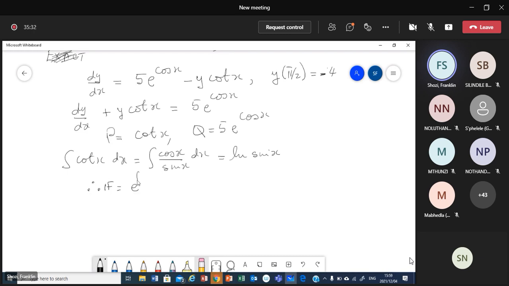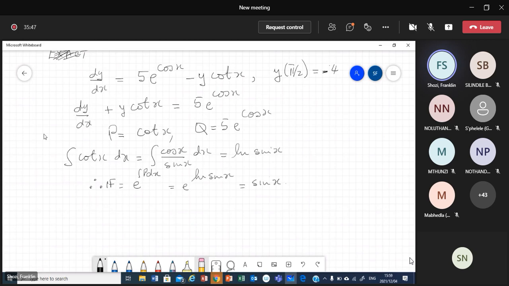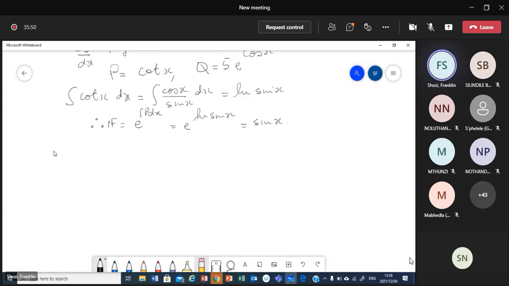Therefore, what is my integrating factor? My integrating factor is e to the power of the integral of P dx. It's e to the power ln sine x, which is sine x. Once you have obtained your IF, find the solution. All linear DEs will be y times the integrating factor. So y sine x is equal to the integral of 5 constant, e to the power cos x, sine x dx. Can we integrate this?